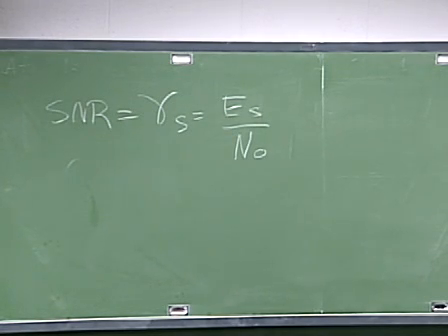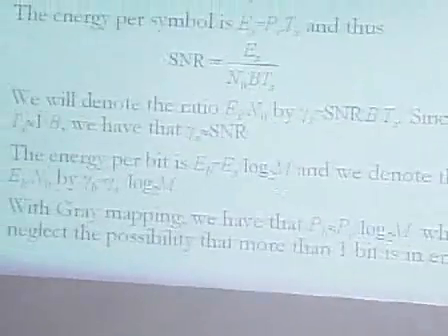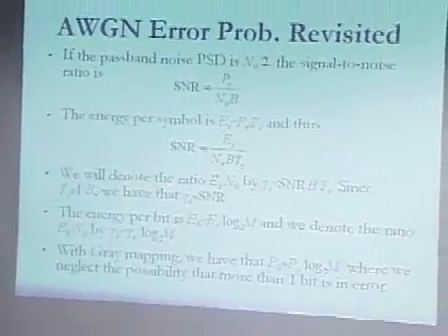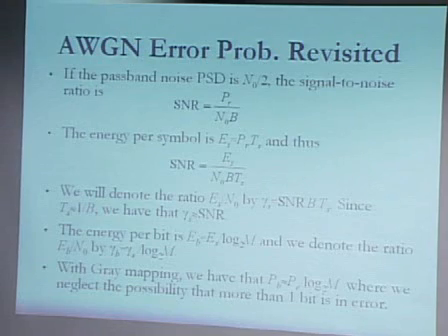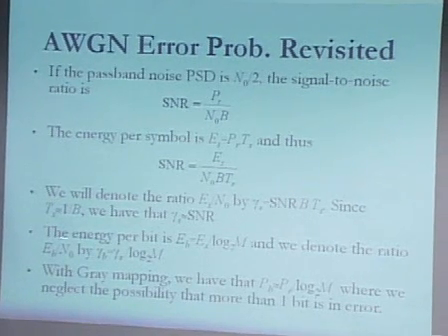Then we have the energy per bit, Eb, which is Es divided by the number of bits per symbol. So we have k bits per symbol, and k is log 2 of M. So the energy per bit is the energy per symbol divided by log 2 of M, where M is the number of points in the constellation. The ratio Eb over N0 will be denoted by gamma B.